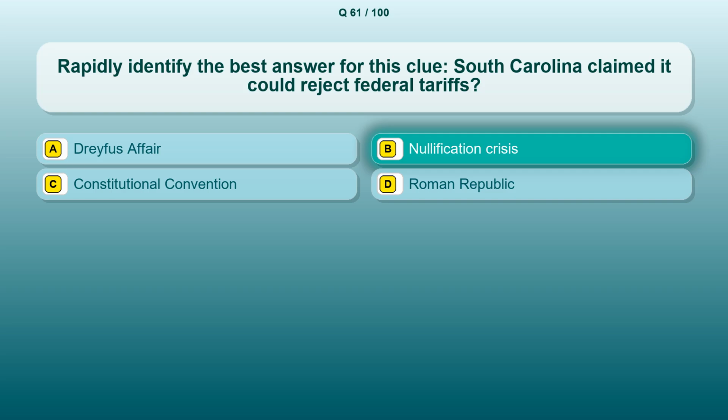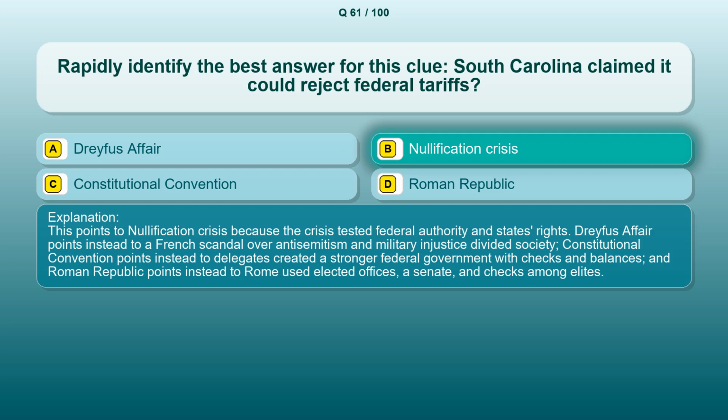The correct answer is option B, Nullification Crisis. This points to Nullification Crisis because the crisis tested federal authority and states' rights. Dreyfus Affair points instead to a French scandal over antisemitism and military injustice divided society. Constitutional Convention points instead to delegates created a stronger federal government with checks and balances. And Roman Republic points instead to Rome used elected offices, a senate, and checks among elites.